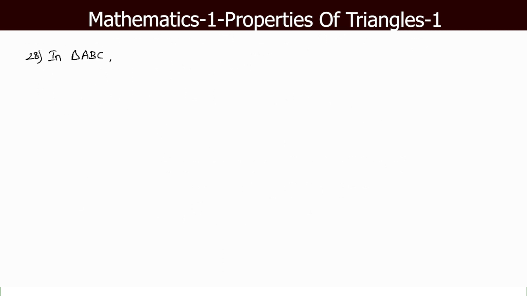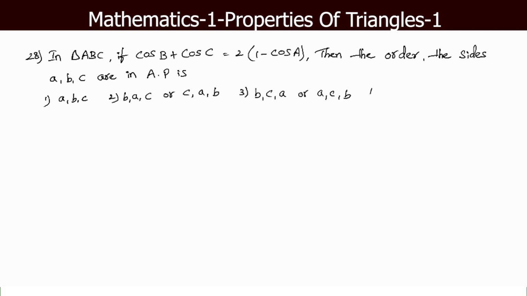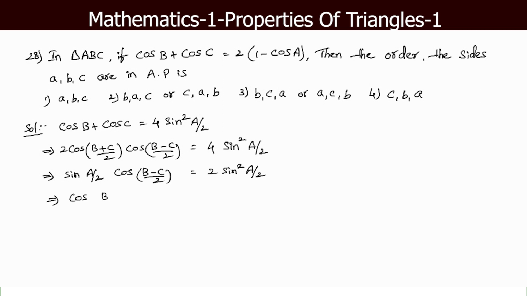Next, 28. In triangle ABC, if cos B plus cos C is equal to 2 into (1 minus cos A), then the order in which the sides a, b, c are in AP is: abc, or bca, or cab, or cba in AP? The order in which the sides are in AP. So cos B plus cos C is equal to 4 sin squared A by 2, which implies 2 cos (B plus C) by 2 into cos (B minus C) by 2 equals 4 sin squared A by 2. That is sin A by 2 cos (B minus C) by 2 is equal to 2 sin squared A by 2, which gives cos (B minus C) by 2 is equal to 2 sin A by 2.